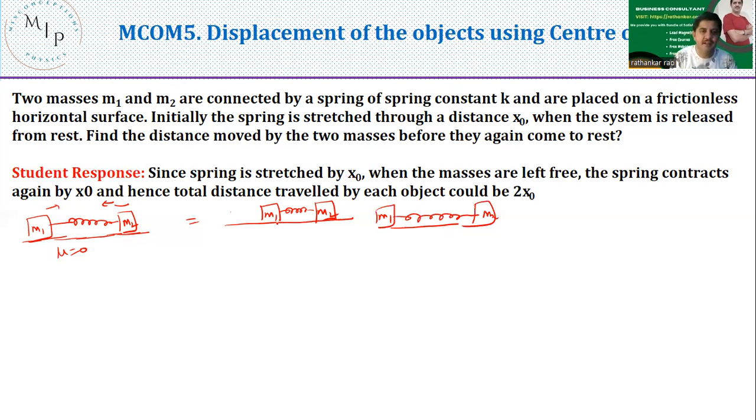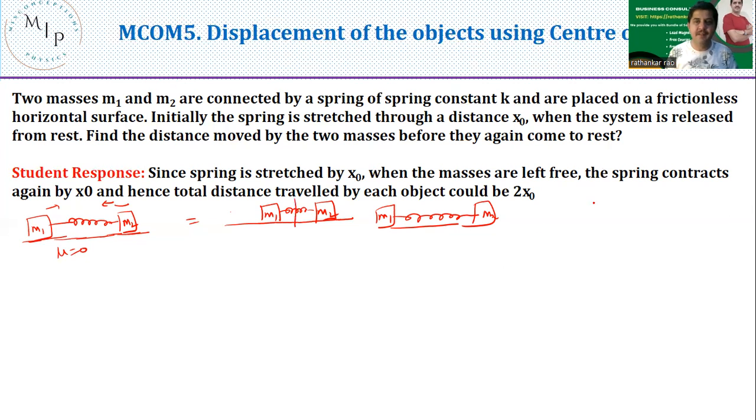Good. Now, the logic is clear here. Find the distance moved by both the masses when they come to the distance. Then our students, what they do is, they say that since the spring is stretched by x naught, the distance between them is x naught. And the moment you leave it free, the two masses will travel equal distance. Very, very big mistake. Big blunder. Right? So why should they travel equal distance? No idea. He has assumed it like this.